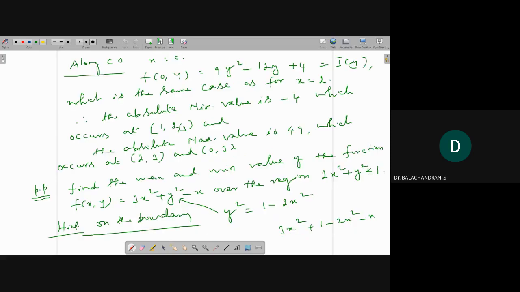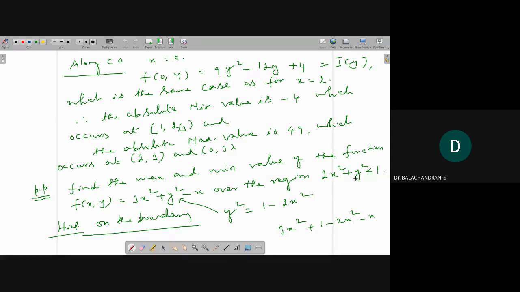Actually, here, this is the region: 2x square plus y square less than or equal to 1. For the corner points of this region, I'm going to substitute x equal to 0. When x is equal to 0, what is y? Y is plus or minus 1. When x is equal to 0, y is plus or minus 1.